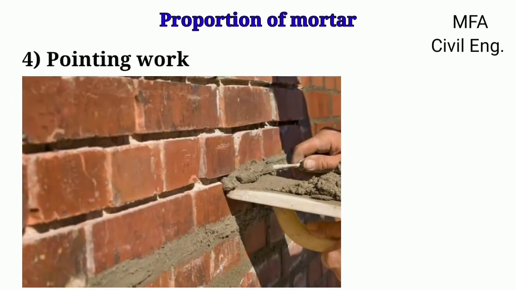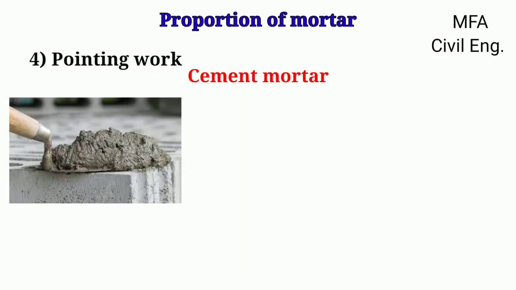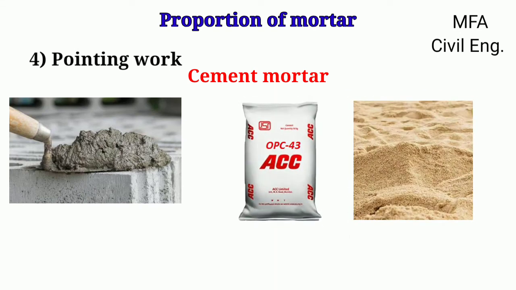In case of pointing work, as the cement mortar is rich in strength, it is preferably used for the pointing work. The proportion of cement and sand varies from 1:2 to 1:3 for the pointing work.